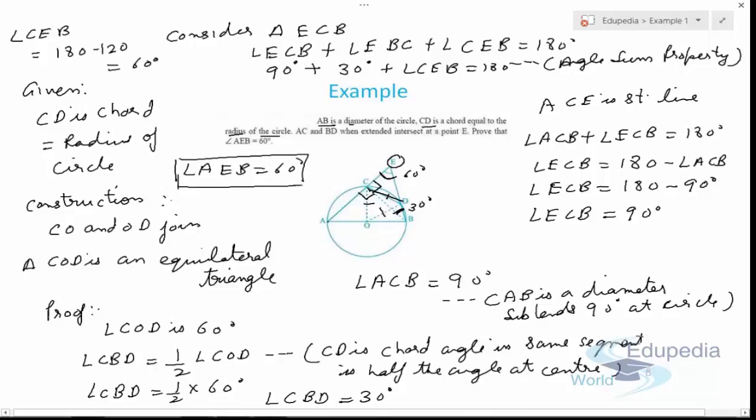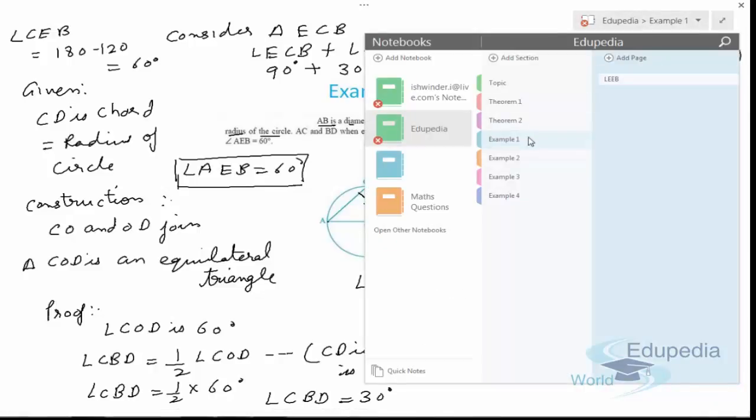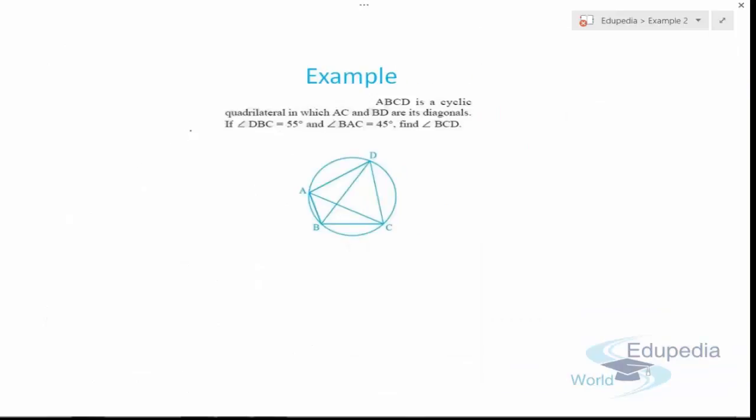So let's move on to the next question now, example number 2. Example number 2 says that ABCD is a cyclic quadrilateral in which AC and BD are its diagonals. If angle DBC is 55 degrees and angle BAC is 45 degrees, we need to find angle BCD, right? So let's see how we can solve these types of examples.